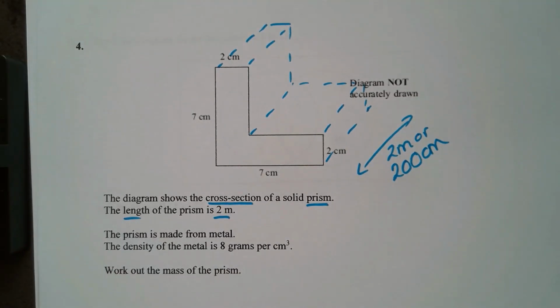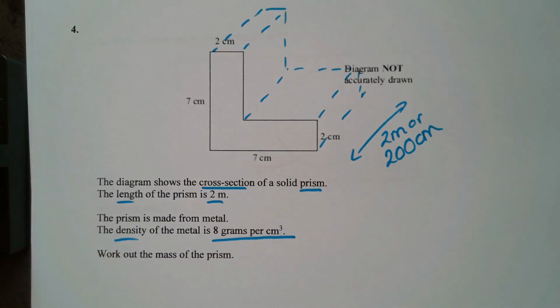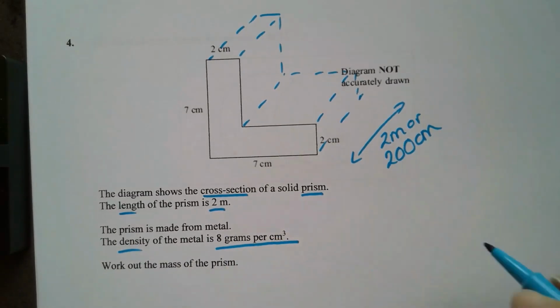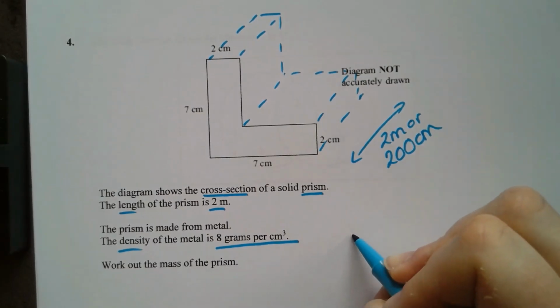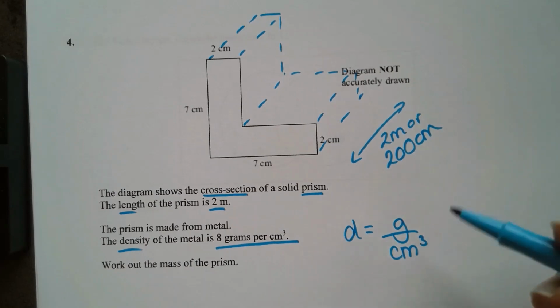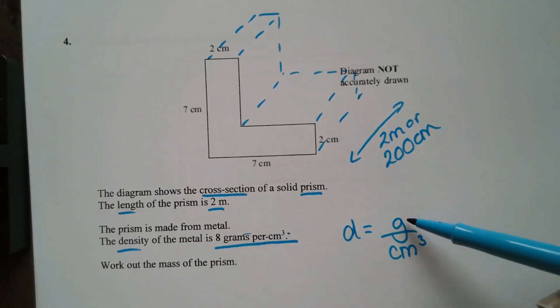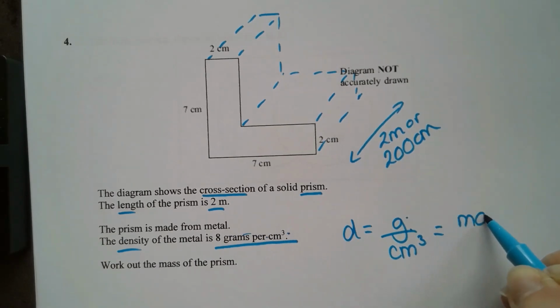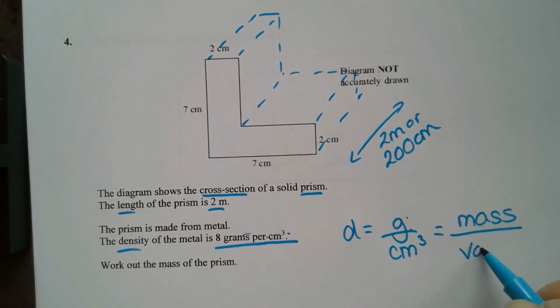The prism is made from metal, and the density of that metal is 8 grams per centimetre cubed. Lots of you will use the formula triangle for this, which is absolutely fine, but just in case you can't remember that triangle, I'm going to show you a way around it now. So your density here is grams divided by centimetres cubed. Grams is a mass, and it's been divided by a volume.